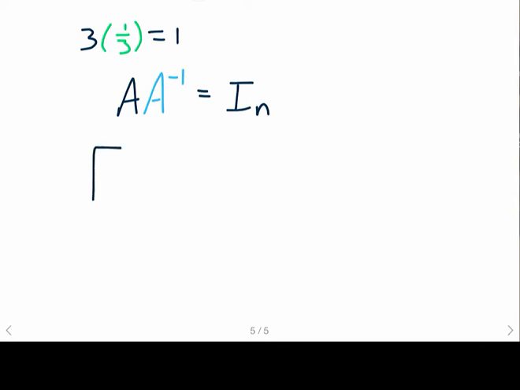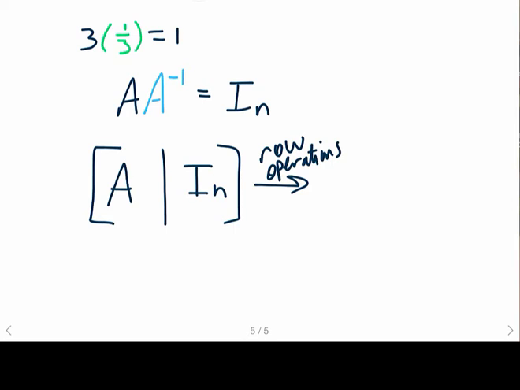The way we're going to do it is we're going to set up an augmented matrix with A on the left and I sub n on the right. We're going to perform row operations as though we were solving a system using augmented matrices. But in this case, when we end up with I sub n on the left, we're going to end up with A inverse on the right. And so it's like solving a system with augmented matrices, except on the right side of the vertical line, you have a lot more entries.